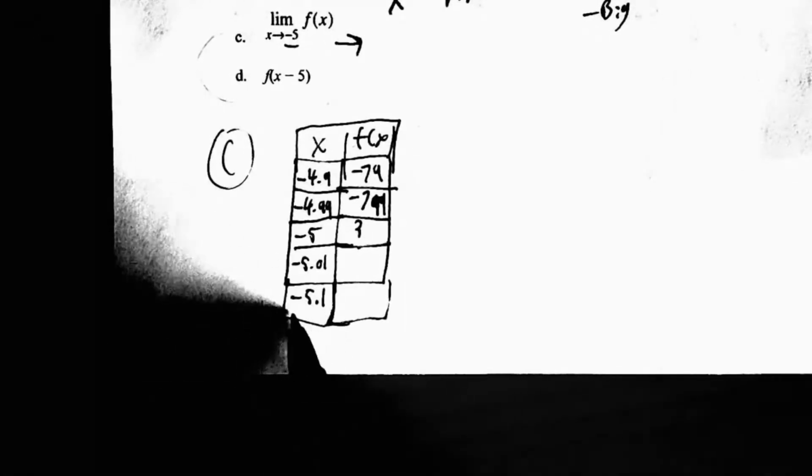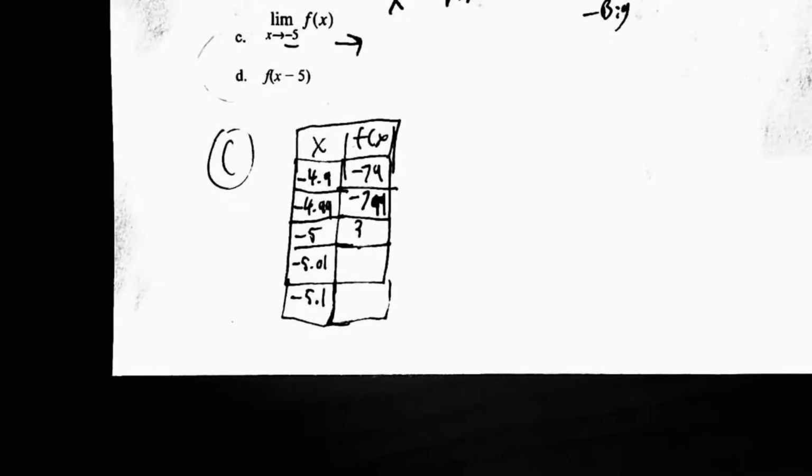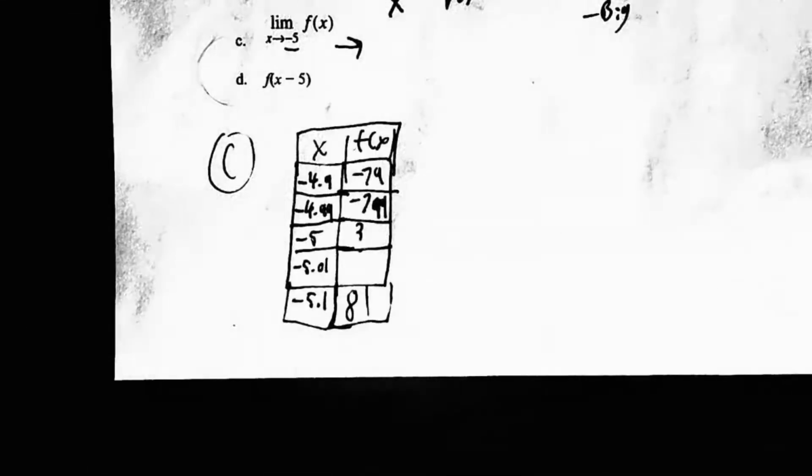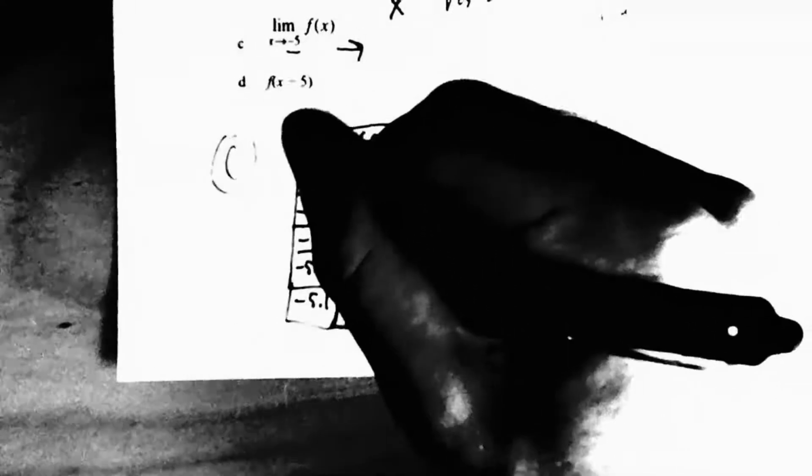Let's plug in negative 5.1. Again, negative 5.1 minus 3 divided by negative 5.1 plus 5 is 81. And then negative 5.01 minus 3 divided by negative 5.01 plus 5 is 801.